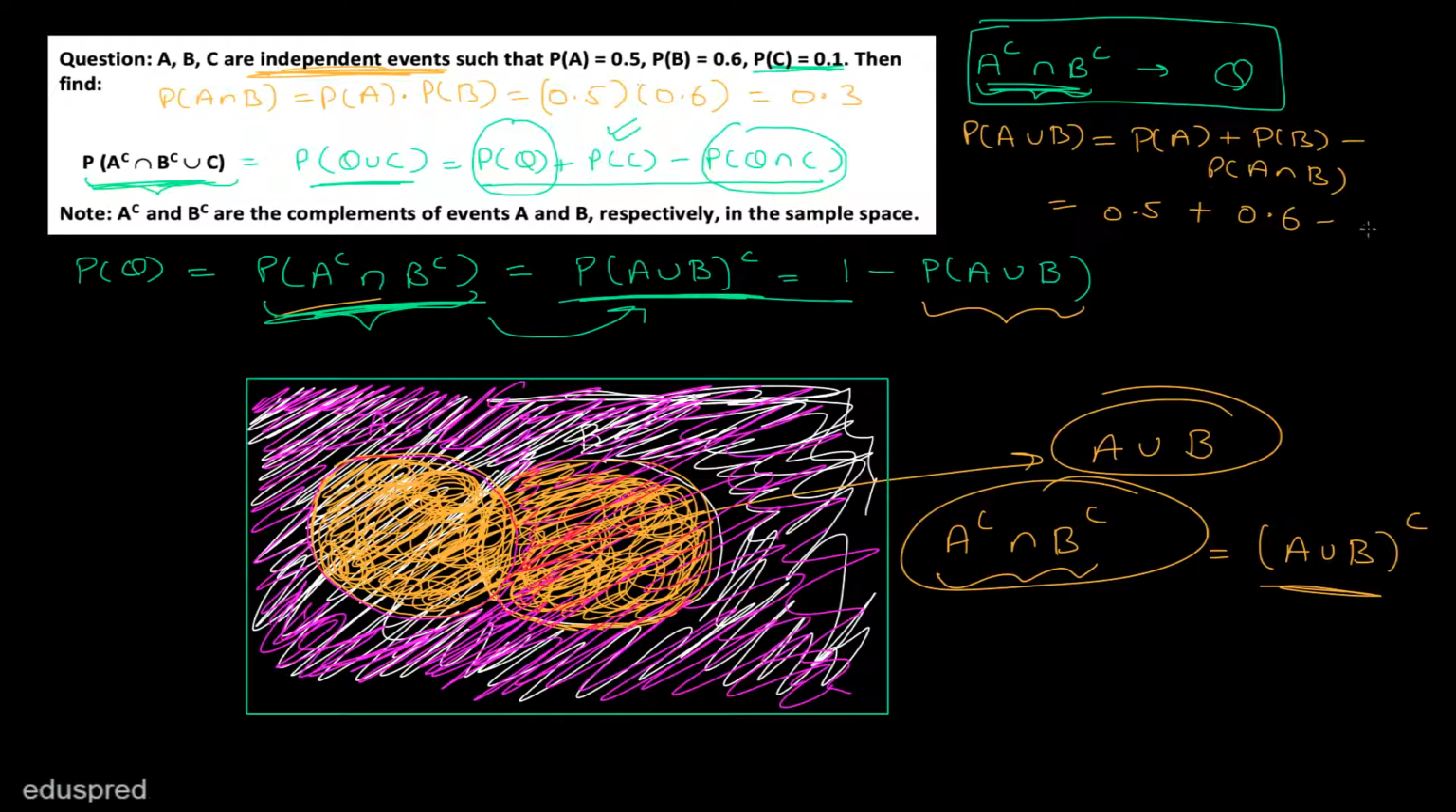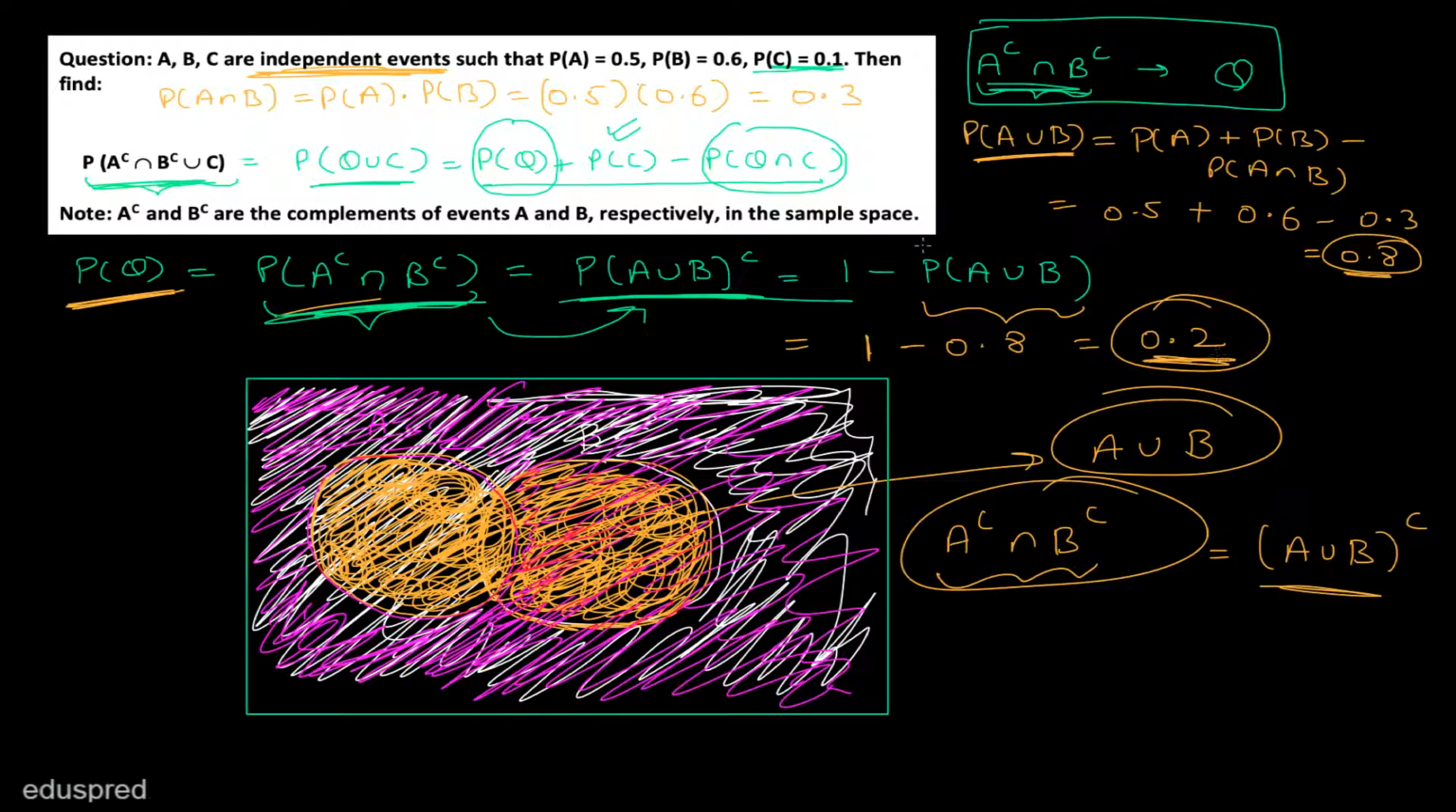Okay, so probability of A intersection B is 0.3. That means probability of A union B is 1.1 minus 0.3, so this is 0.8. And over here, the probability of Q is 1 minus probability of A union B. That means this is 1 minus 0.8. So this is 0.2. Okay.